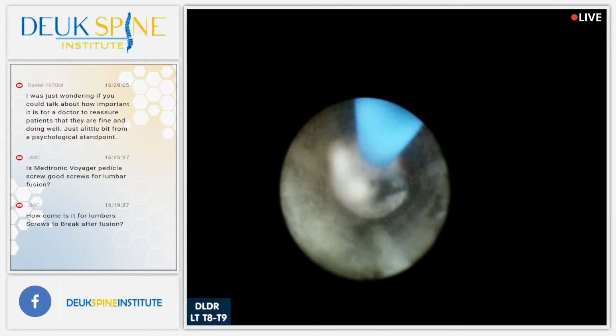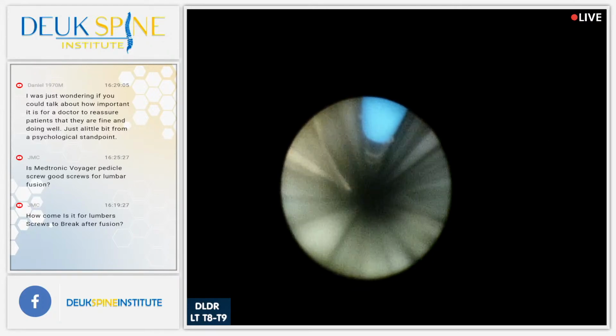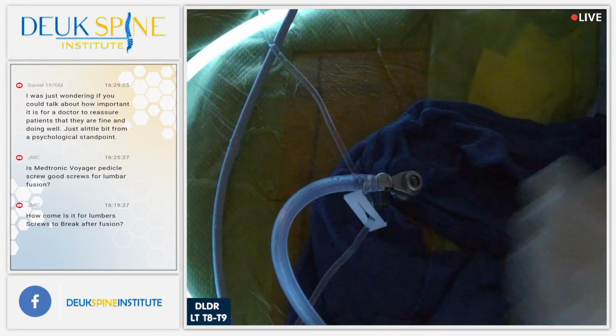Fascinating to me. You guys see a little fat there in the foramen? We're done. Lights on, please. Thank you. Scope off.